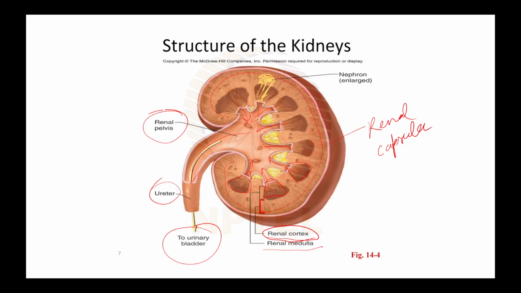These are the cortex portions that extend into the medulla, called the renal columns. In this portion we find the functional unit. The renal cortex and renal medulla form the functional unit of the kidney, which is the nephron. You can see one nephron shown here. The nephrons do the function of filtration.